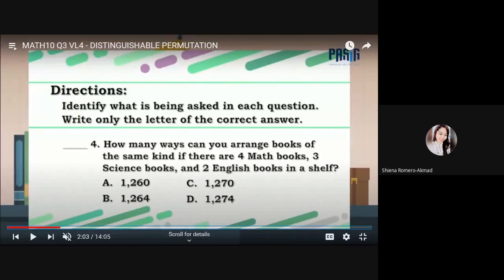For the earlier problem, number 2, there was something missing. How many ways can you arrange books of the same kind? There are 4 math books, 3 science books, and 2 English books. They are all books, but 4 are math, 3 are science, and 2 are English. So how can we arrange them on a shelf? How many items or objects do we have in all? 9. So our n should be 9. So we have 9 factorial, right? Then how about the denominator? What will we put in the denominator?